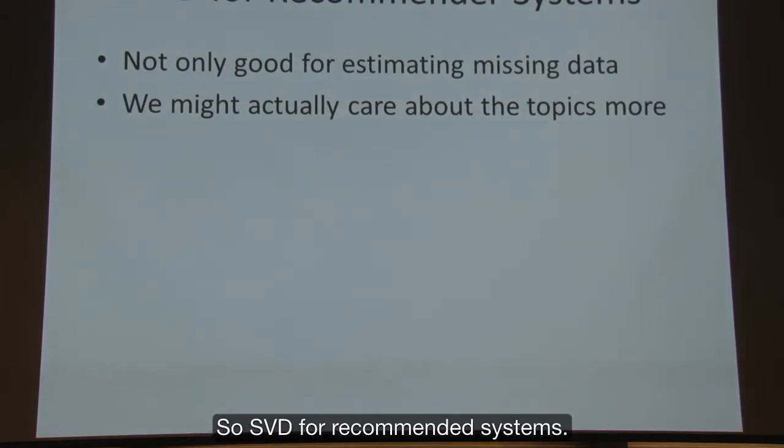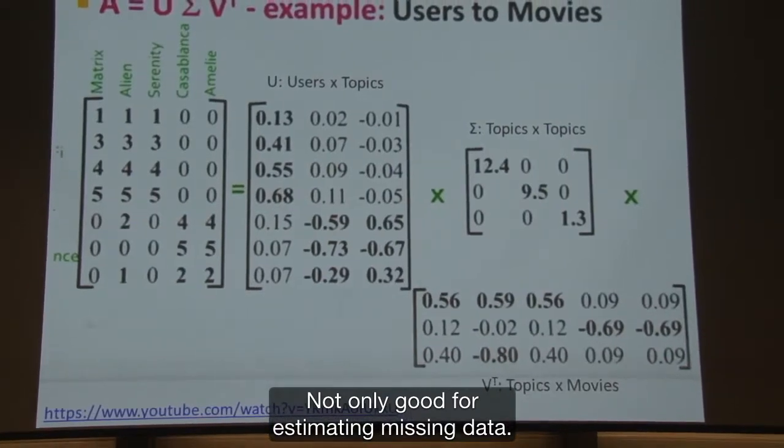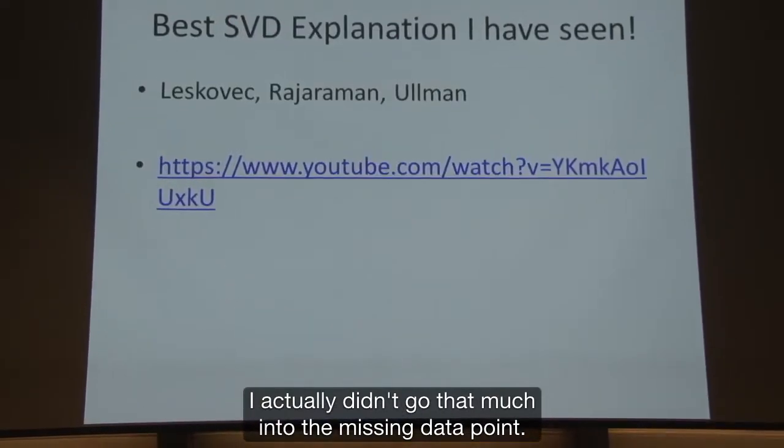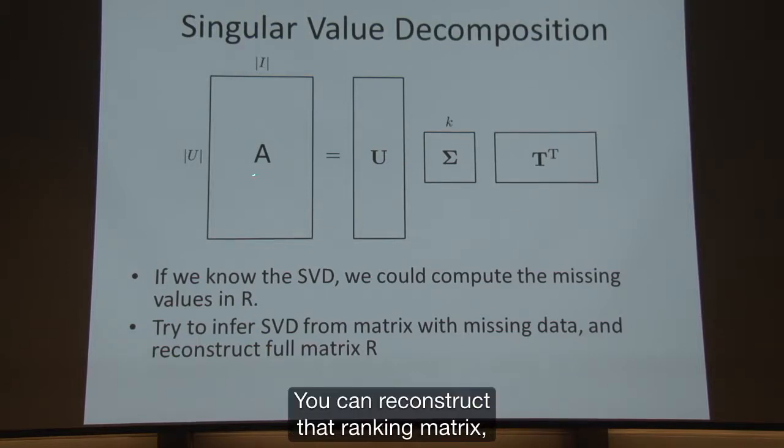So SVD for recommender systems. It's not only good for estimating missing data. I actually didn't go that much into the missing data point. Let me point that out. You can reconstruct that ranking matrix if you know those three matrices.